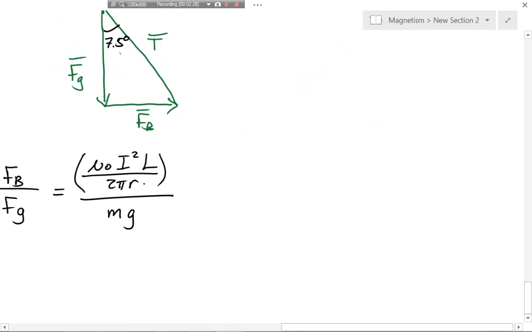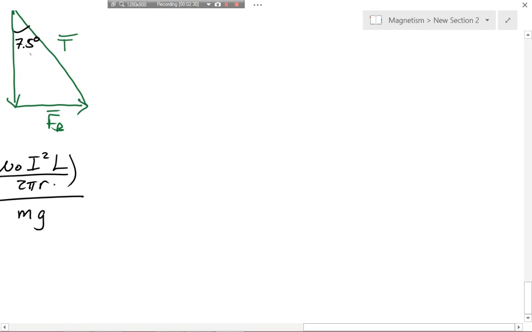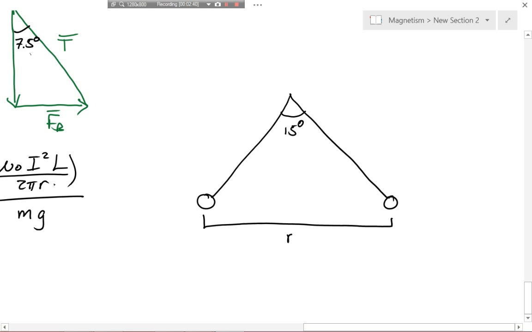Well, let me go ahead and draw another picture of the problem. Here we have these two wires, and there's this angle of 15 degrees between the two of them. What I want to do is calculate this distance right here. The way I'm going to do this is by bisecting this so I create a right triangle, and I want to consider just half of this. So this is going to be 1/2 of r. And remember, these strings have a length of 1.2 meters.